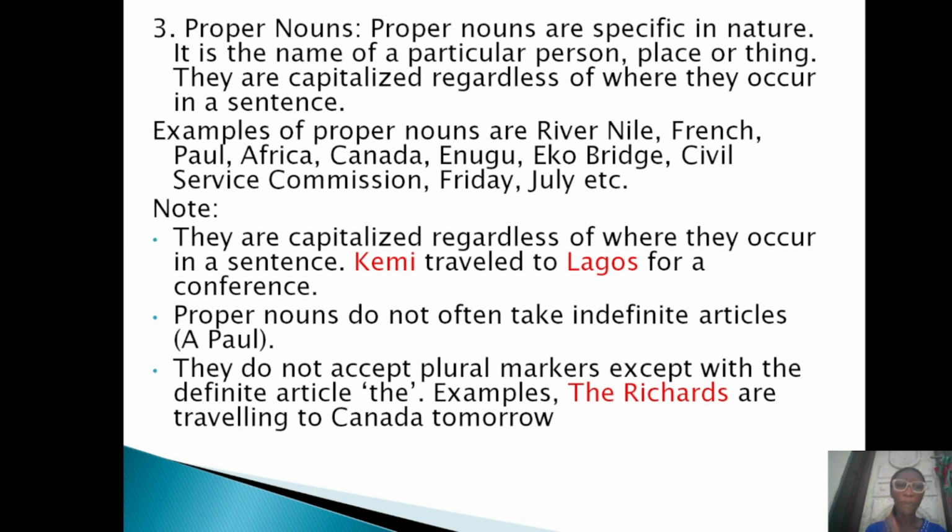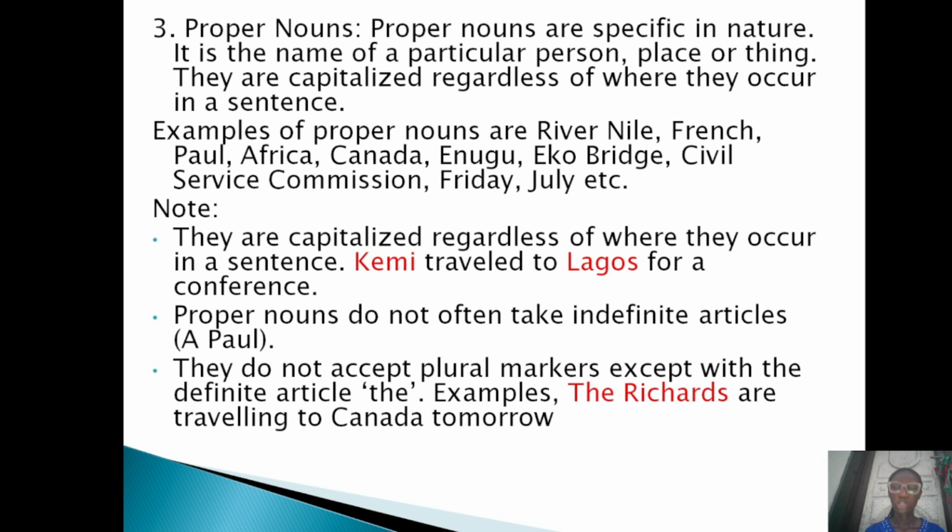Kemi traveled to Lagos for a conference. Kemi is a proper noun, a name of a particular person. Lagos is a proper noun, a name of a place, a particular place. So it has to be capitalized. Proper nouns do not take indefinite articles. So we can't find a or an. So we can't have a Paul, a Lagos, an Lagos.